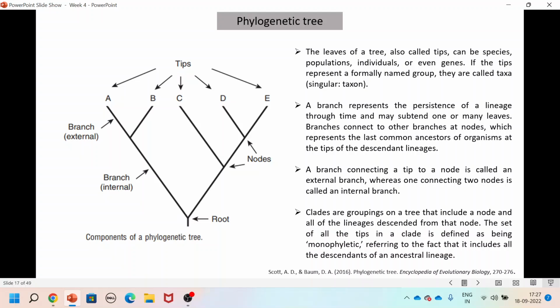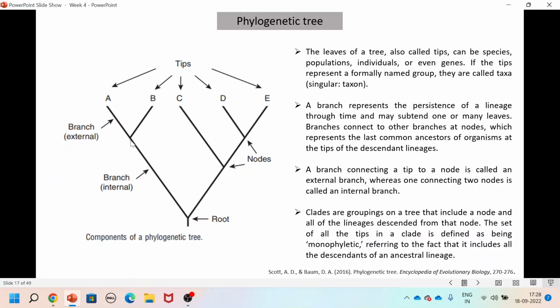Now, what is a clade? Understanding the term clade is very important in order to analyze any phylogenetic tree. Clades are the groupings on a tree that include a node, that is this, and all the lineages present over here. The set of all the tips in a clade is defined as being monophyletic, since the term monophyletic refers to the fact that it includes all the descendants of an ancestral lineage.